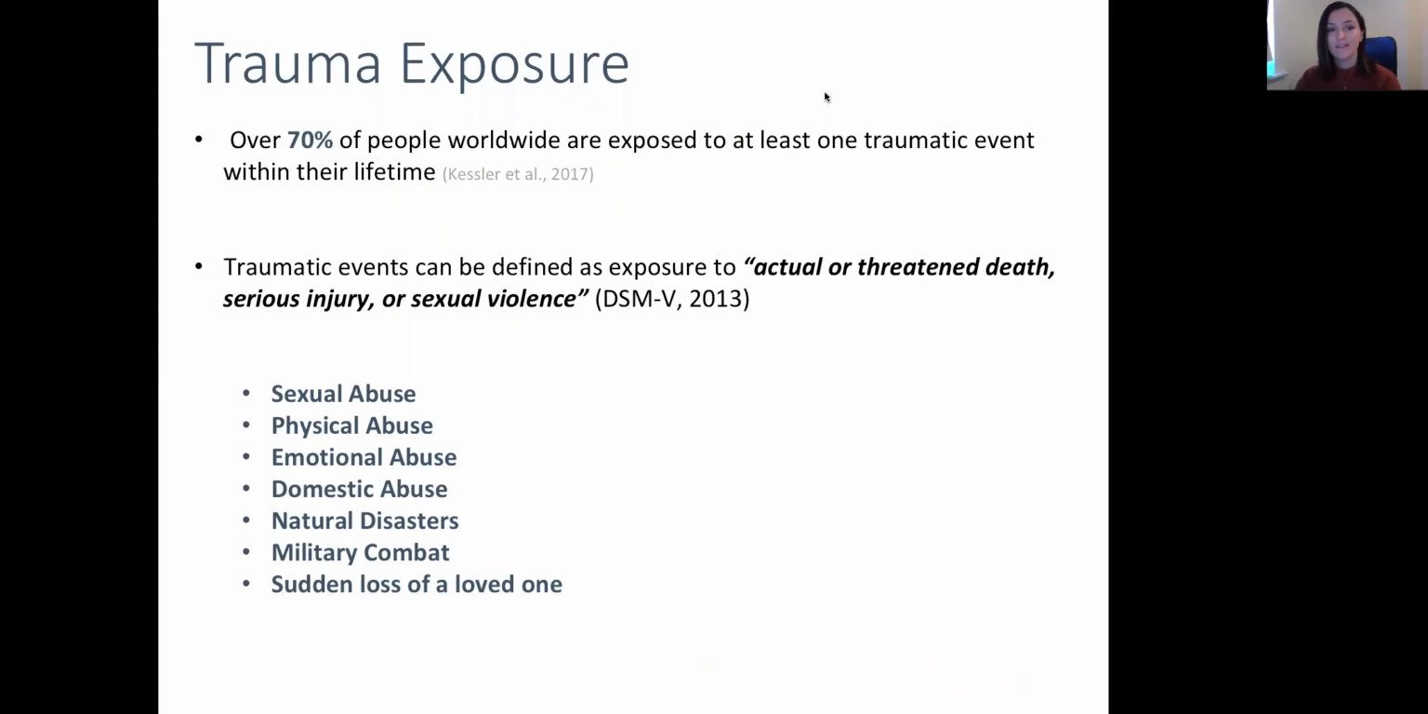So we know that over 70% of people worldwide are exposed to at least one traumatic event within their lifetime. And in line with the Diagnostic and Statistical Manual of Mental Disorders, known as the DSM, in version 5, traumatic events can be defined as exposure to actual or threatened death, serious injury, or sexual violence. Key examples include sexual, physical, emotional, or domestic abuse, natural disasters, military combat, or the sudden loss of a loved one.